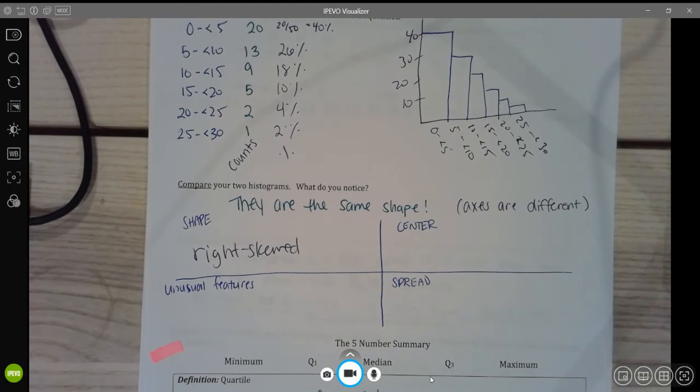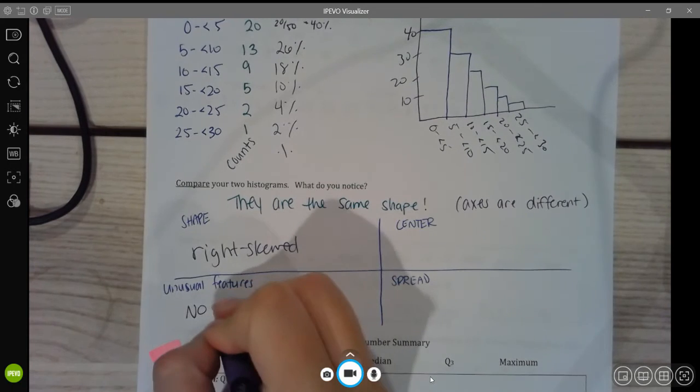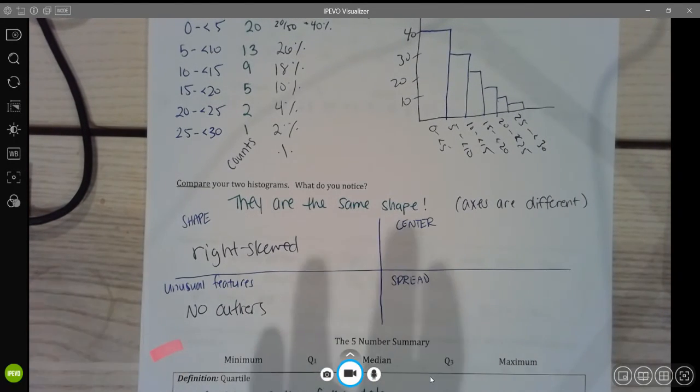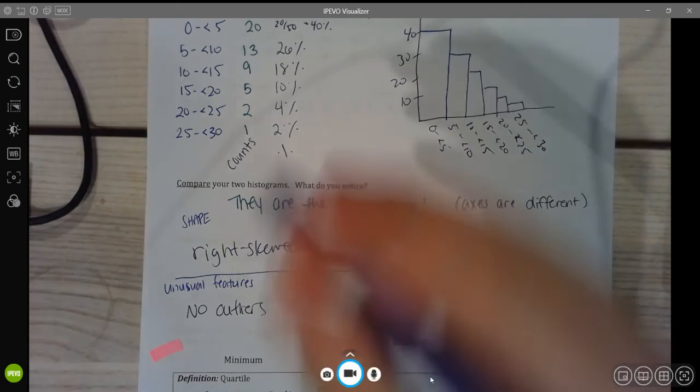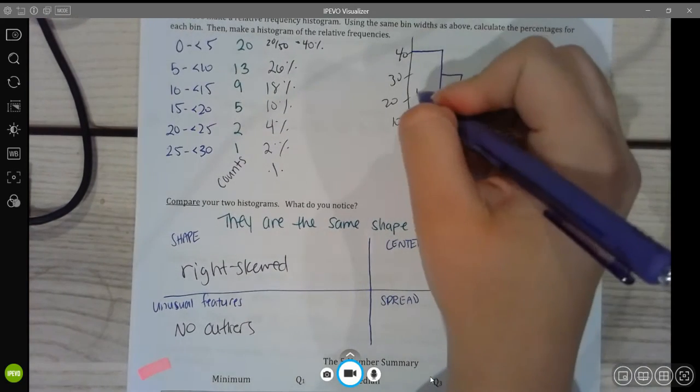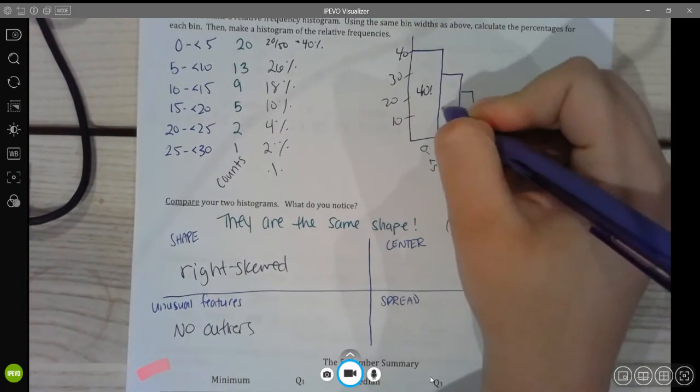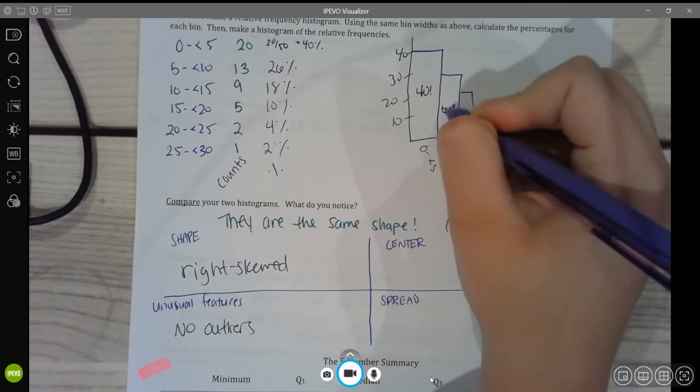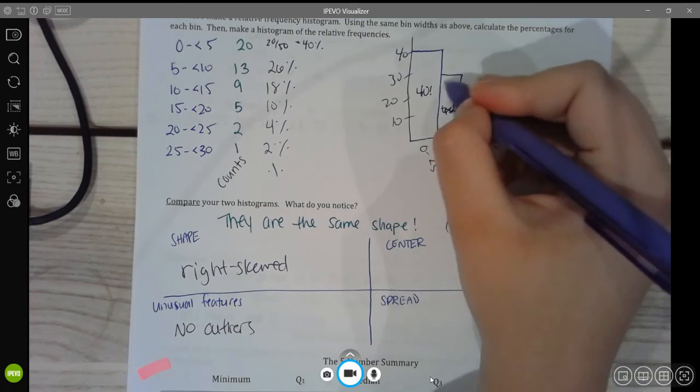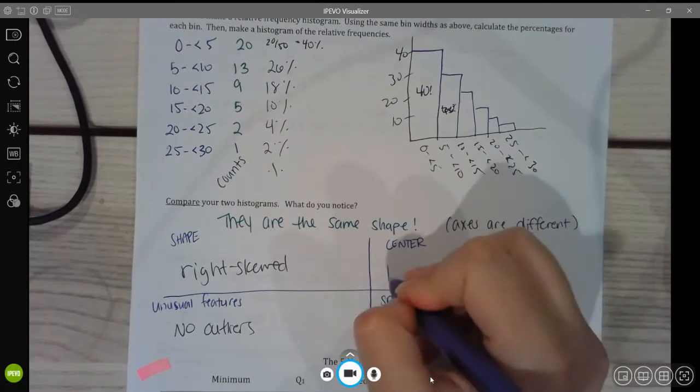Are there any outliers here? Not really. It is skewed. Okay, so I'm just going to write no outliers. We don't want to forget that, because we still do need to mention that there's no outliers. Okay, so we just say no outliers. Call it a day. The center, we could find the median. We're not quite ready maybe to find the median. The middle 50% of data, well, this is 40%, and if you add this, you're going to get up to 66%. So 50% is going to be somewhere in the 5 to 10 range.